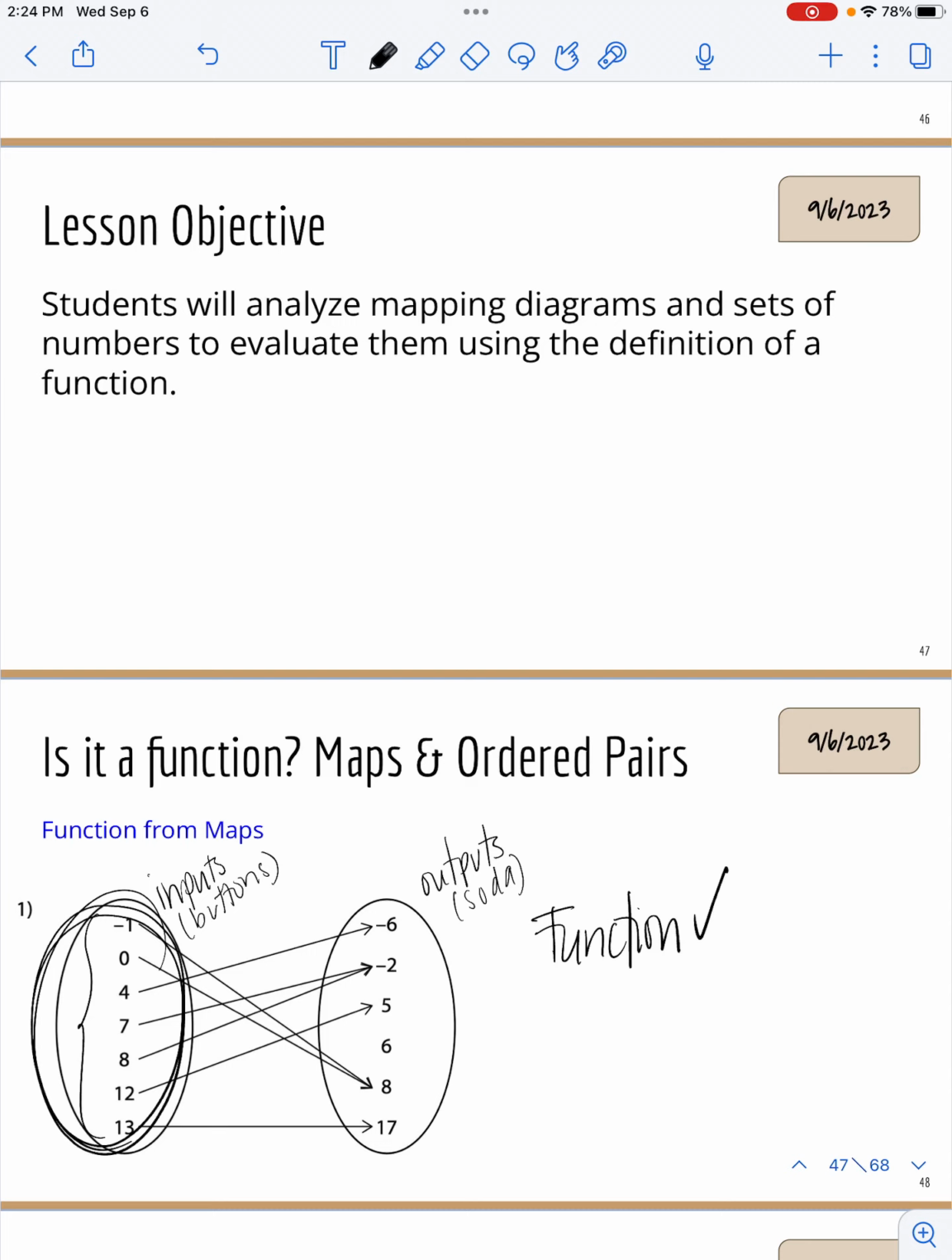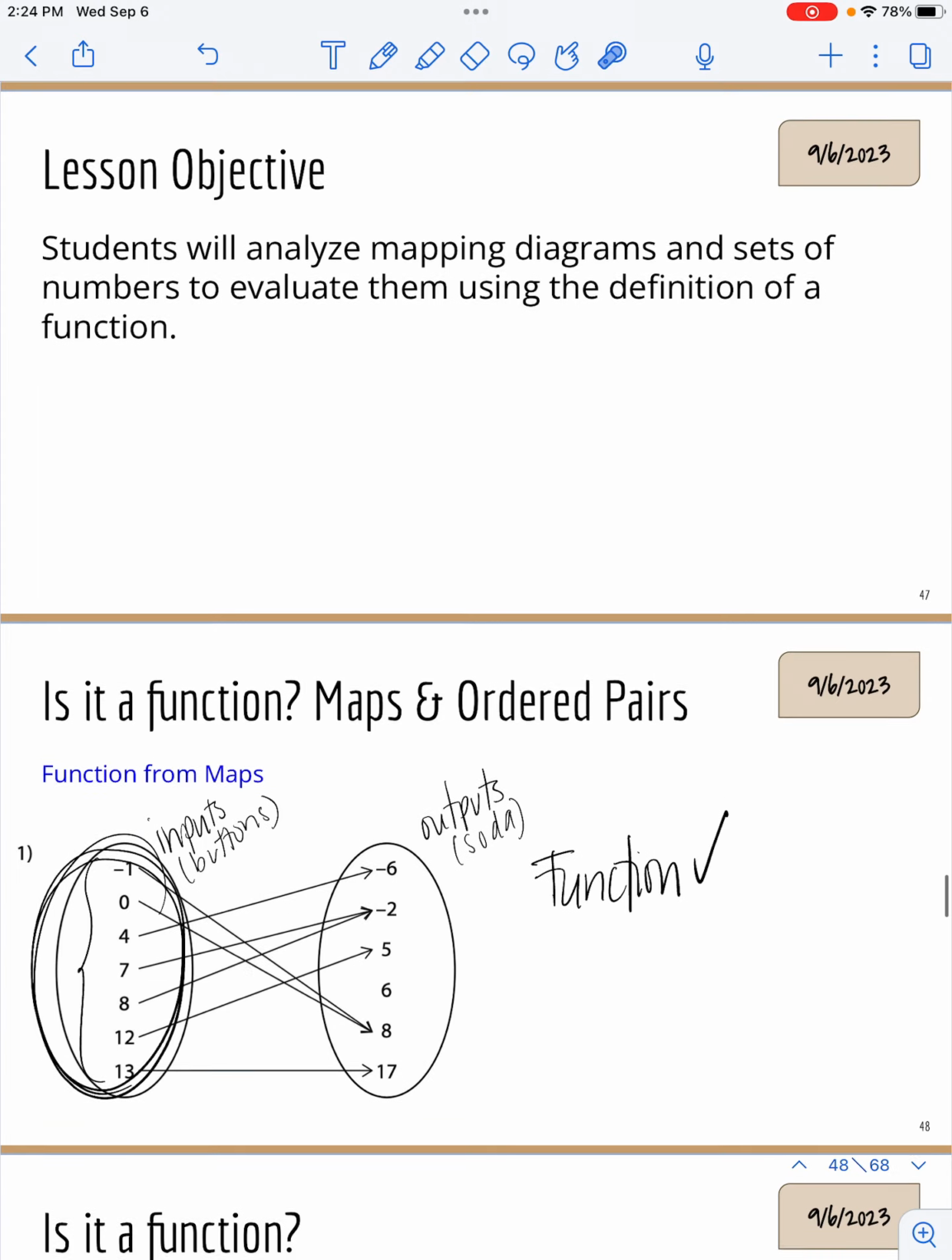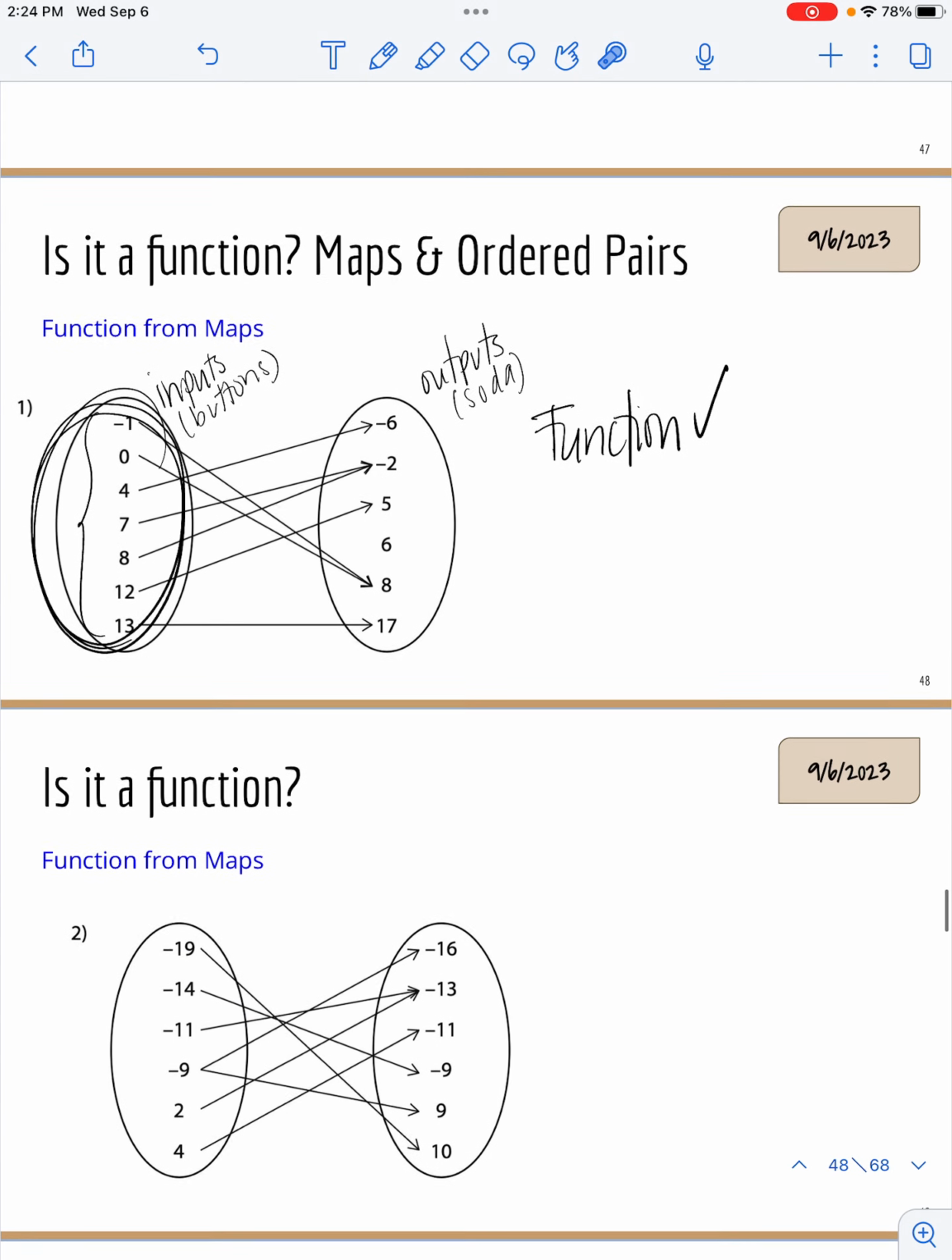It doesn't matter that -1 and 0, let me point that out, -1 and 0 went to 8. It doesn't matter that here it repeats. It only matters in the inputs. Remember, we talked about that yesterday. So that is a function. Let's look at another example.